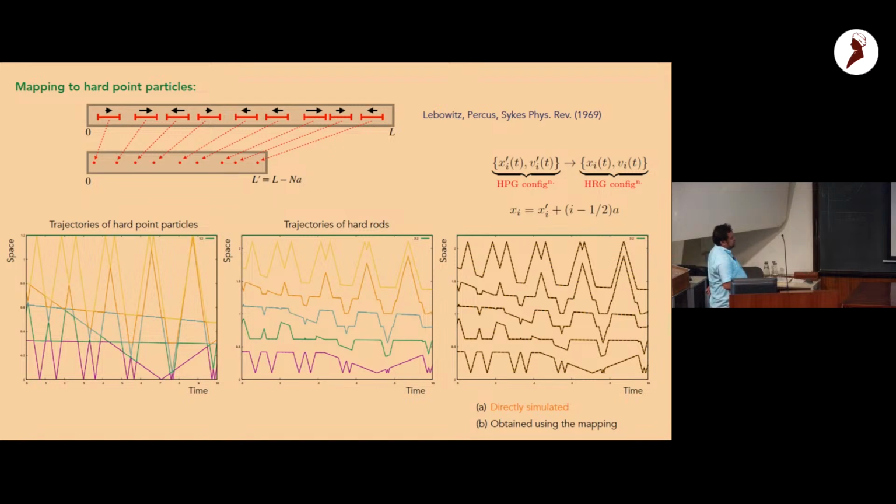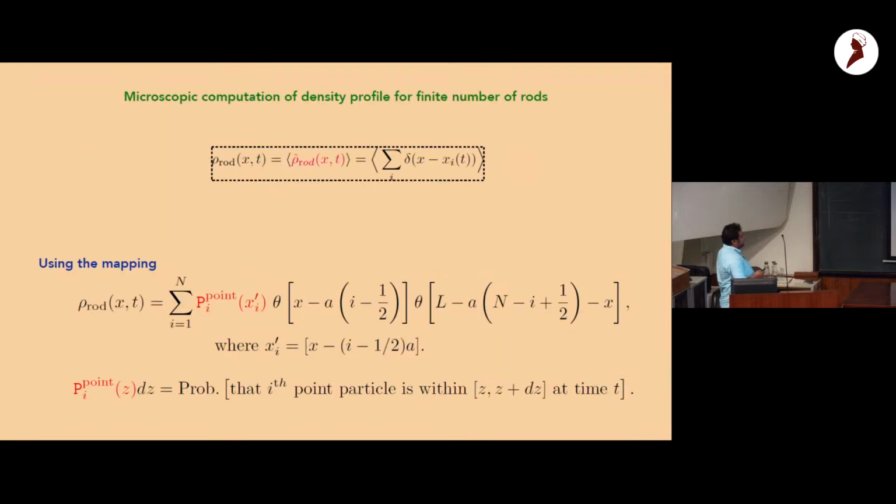So, just a demonstration. These are the trajectories of the hard point particles, and you can directly simulate these, which are the trajectories of the hard rods. But by doing this mapping, you should be able to get these trajectories from those trajectories, and indeed you do. You can see that you get exactly those trajectories. So the dynamics maps. Okay, so we use this mapping, and using it we can compute a few things microscopically.